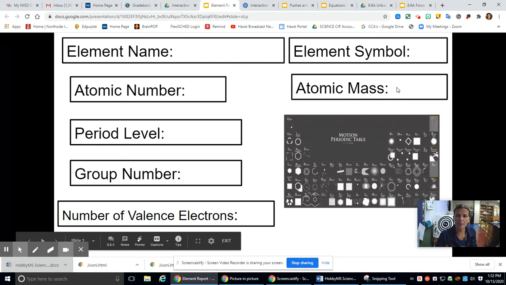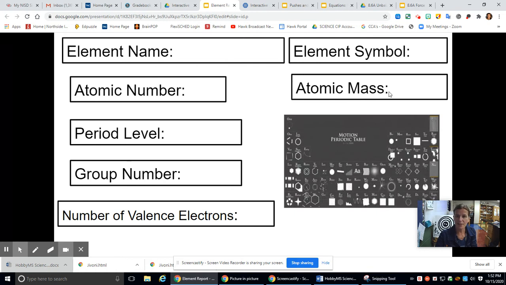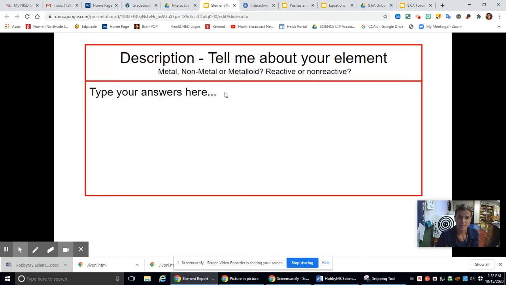Atomic mass is the number below the element symbol. Remember, that is the mass of your nucleus, which is the combination of your protons and neutrons. If you round that number, then you get the mass number of your element.